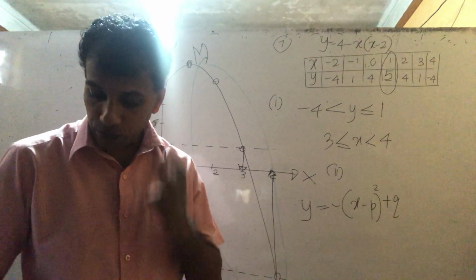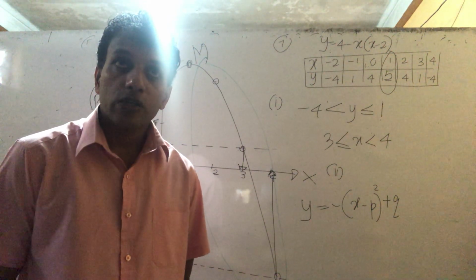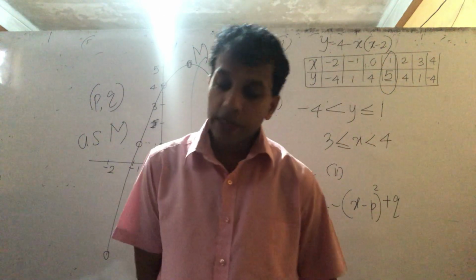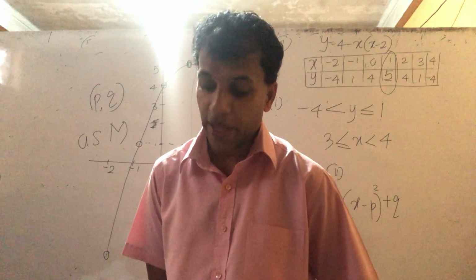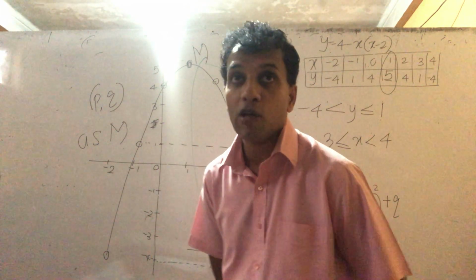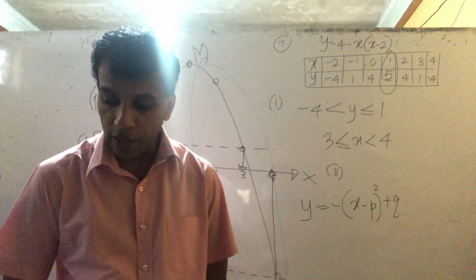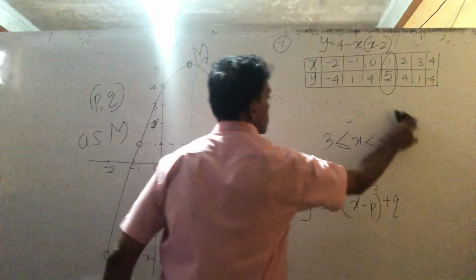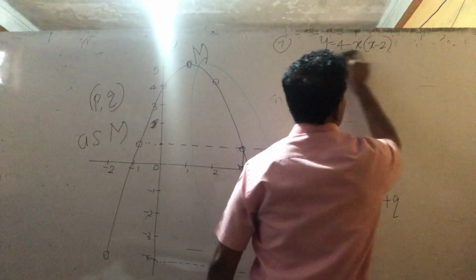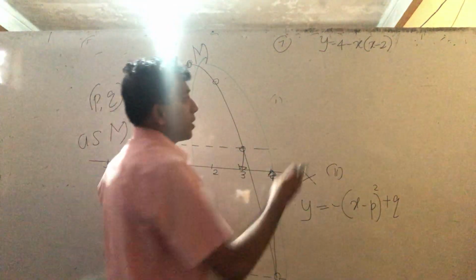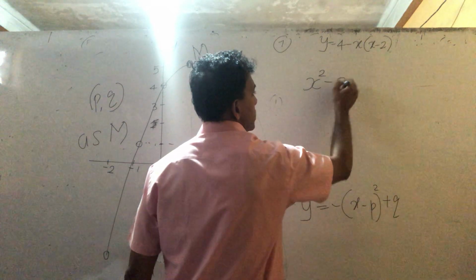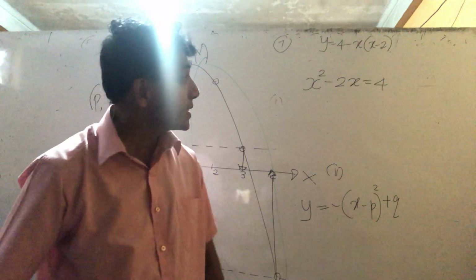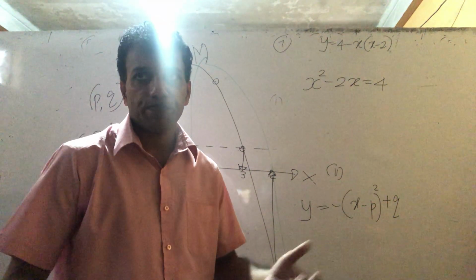Right, next part 3. Using the graph, find the positive value of x such that x square minus 2x equal 4. That's the question. So what do you mean?